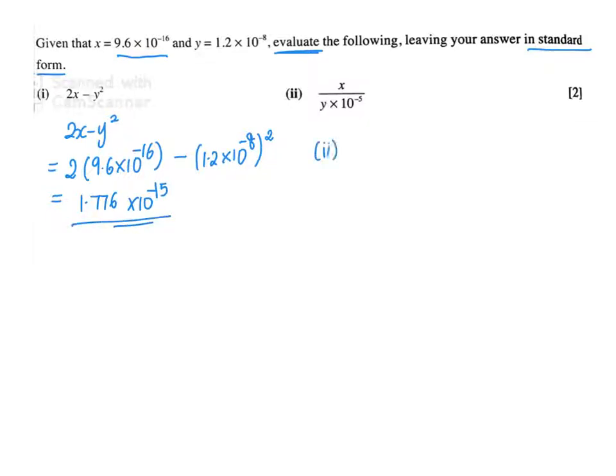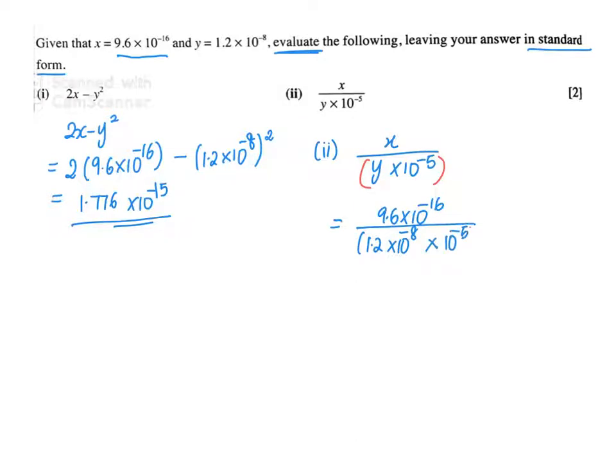Part 2, something similar. Now I have x over y times 10 to the power of negative 5. Take note of the BODMAS rule. This one will have to come first. Okay, so replace the individual values. The x value is 9.6 times 10 to the power negative 16. The y value is 1.2 times 10 to the power negative 8, and then multiplied with 10 to the power negative 5.